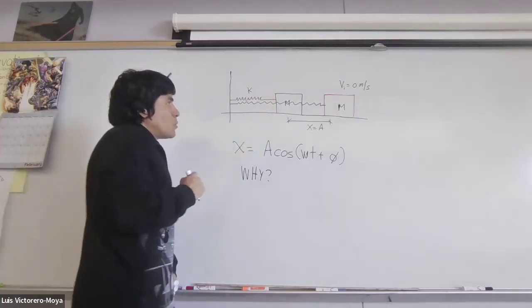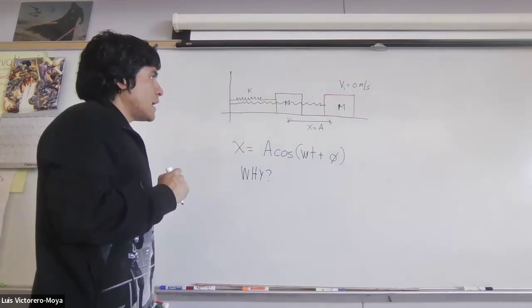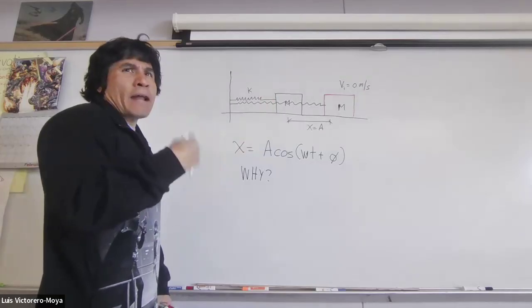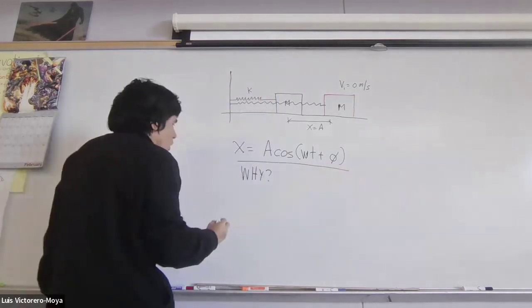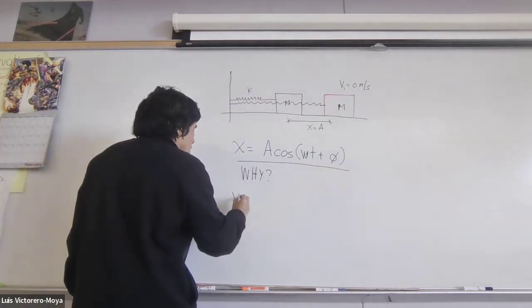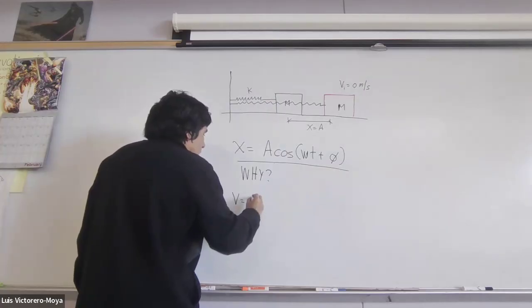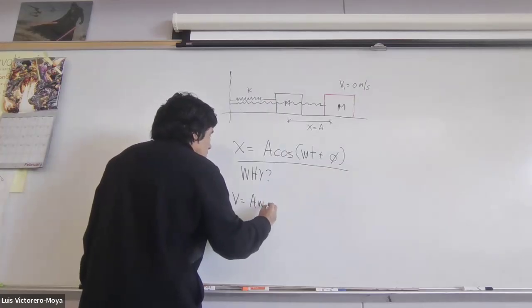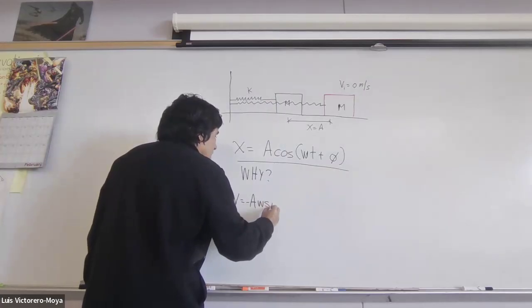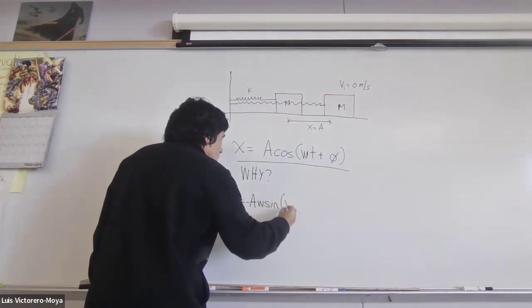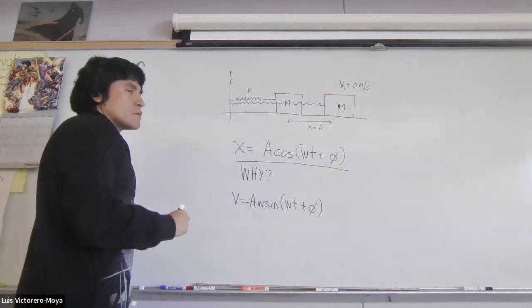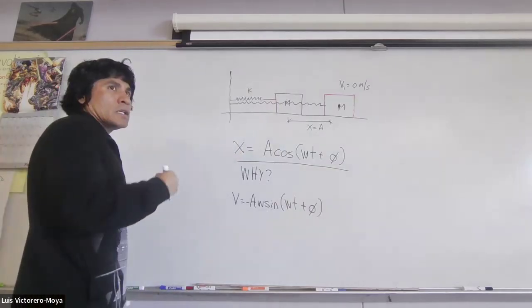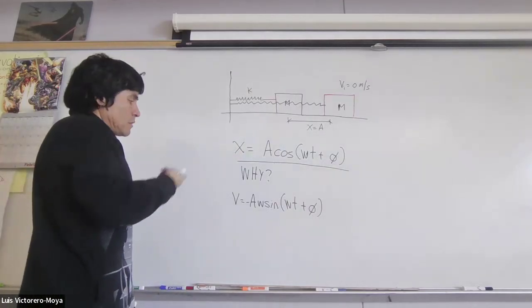I'm showing you this because there's a problem in the Cengage where you have to find parameters like the position versus time. You know that the velocity will be the derivative of that, which will be negative A omega sine. And why is it negative? Because that negative for velocity is a direction, right? So you're going towards the negative x, so that's why.